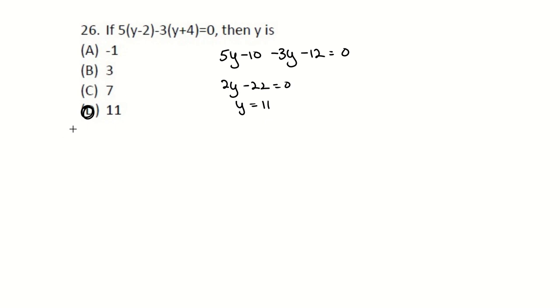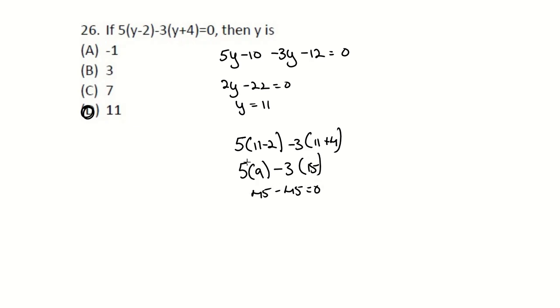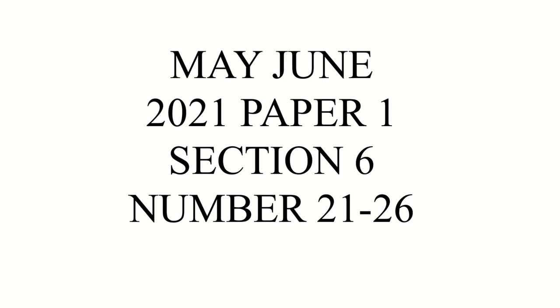Now, the next way you could have done this is you say, okay, let's try 11 as the answer. 5 by 11 minus 2 minus 3 by 11 plus 4, right? 11 minus 2 is 9. 5 by 9 minus 3 by 15. This is 45 and this is 45, which is equals to 0. So we did get a question like this, but it is a variation of this question. Right, and that is the end of January 2022. We're looking at May, June 2021.